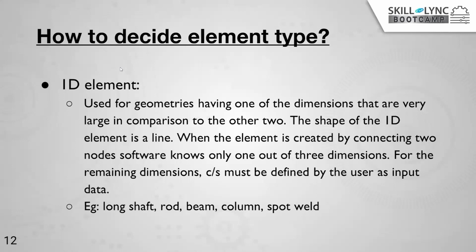And instead of meshing it using a huge amount of nodes, you can restrict that to a two noded element, right? A long pipe of 1 meter of a particular cross-sectional area, you can restrict to only two nodes. So you are able to save the nodes by a huge amount, resulting in faster analysis. Examples are long shafts, rods, beams, columns, and spot welds. All these have one dimension very large as compared to the cross-sectional area, so you can assume these as 1D elements.